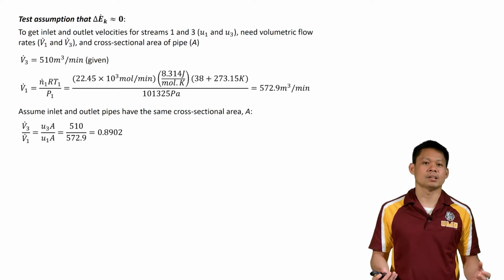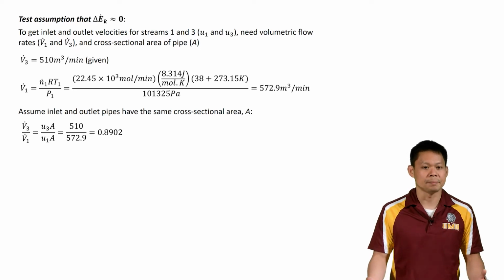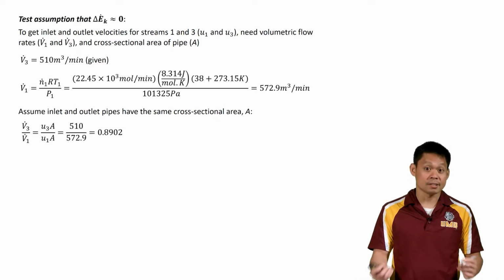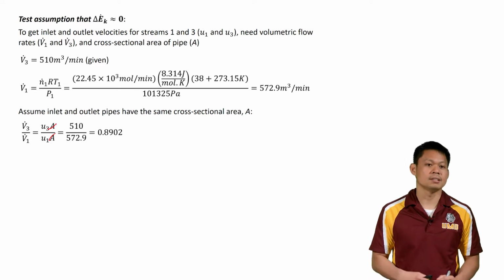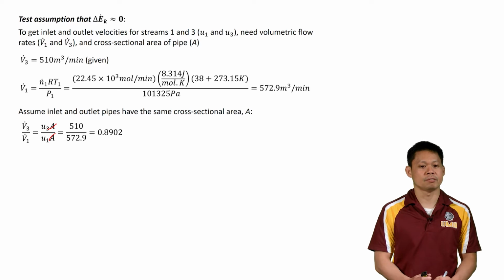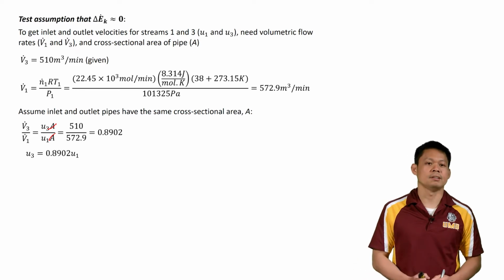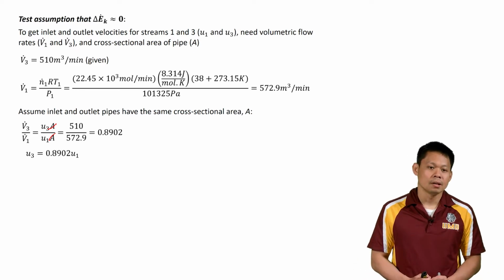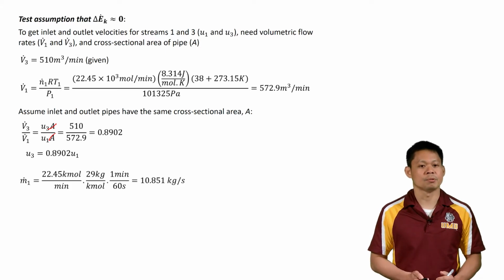And what it allows us to do is to relate our velocities in stream 1 and stream 3. By taking the ratios, you can see that the A's are just going to cancel. So the ratio of the velocities is the same as the ratio of the volumetric flow rates. And now we have a correlation that relates our outlet velocity versus our inlet velocity. We have our velocities. The last thing we need is our mass flow rates. We have our volumetric flow rates. Actually, we have our molar flow rates in both cases.